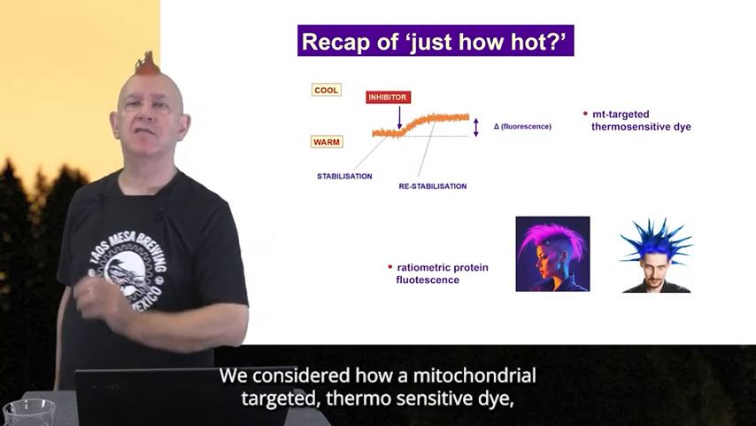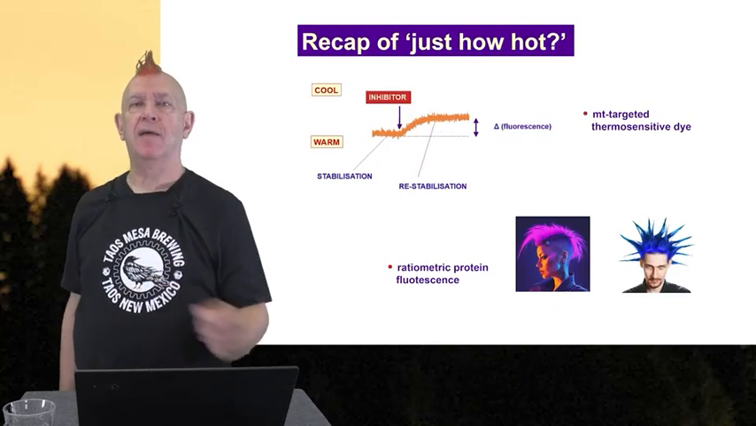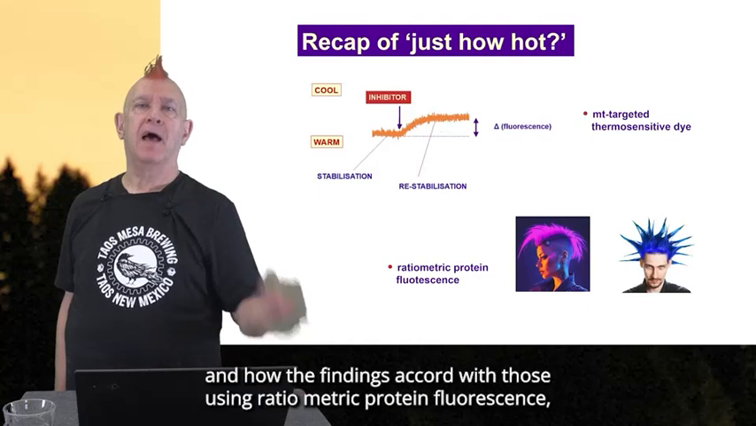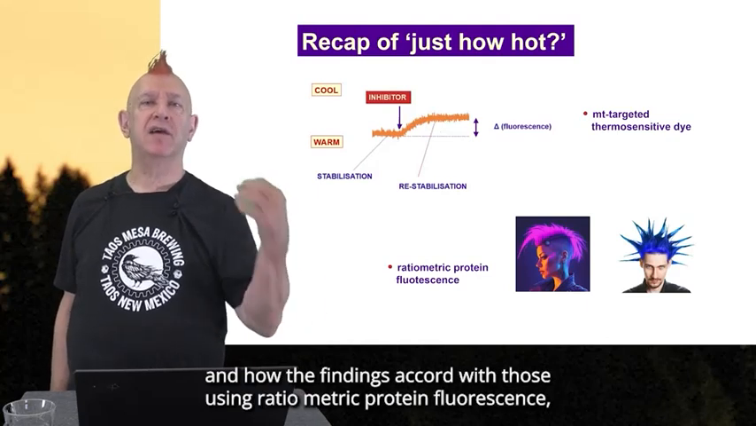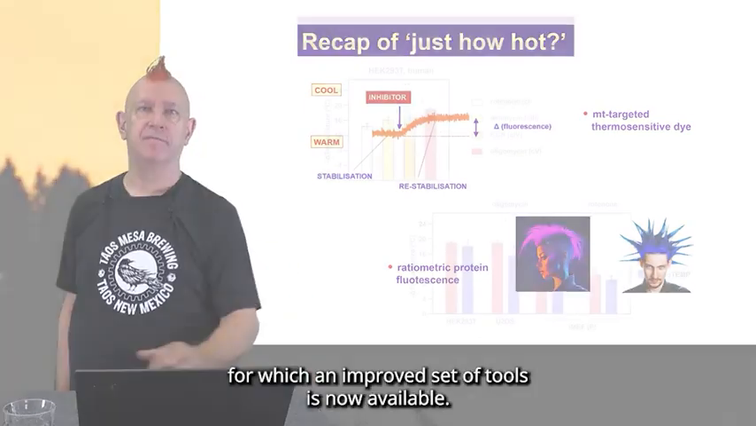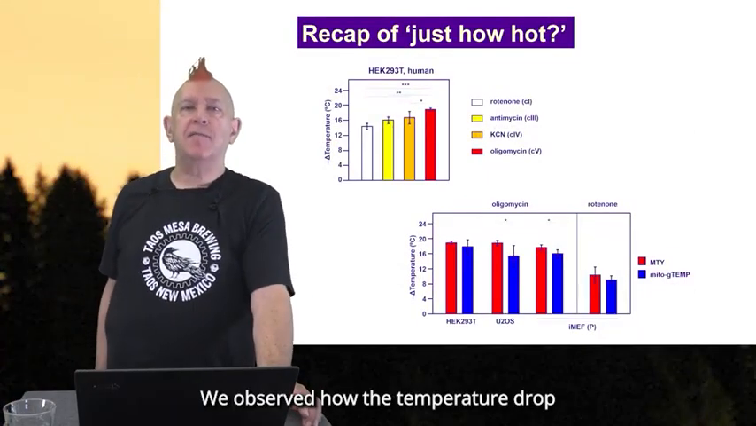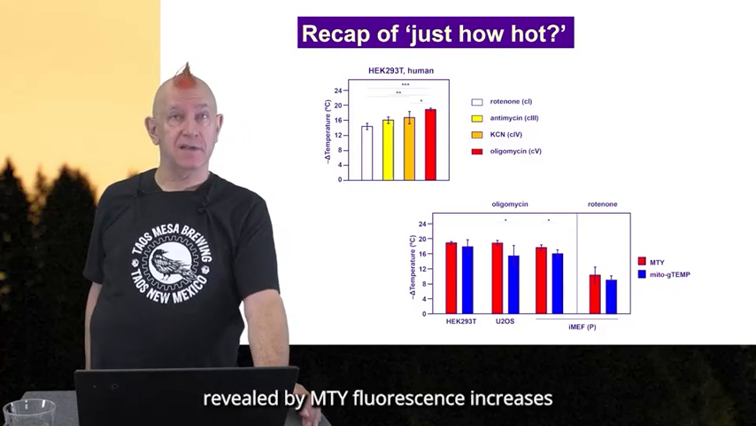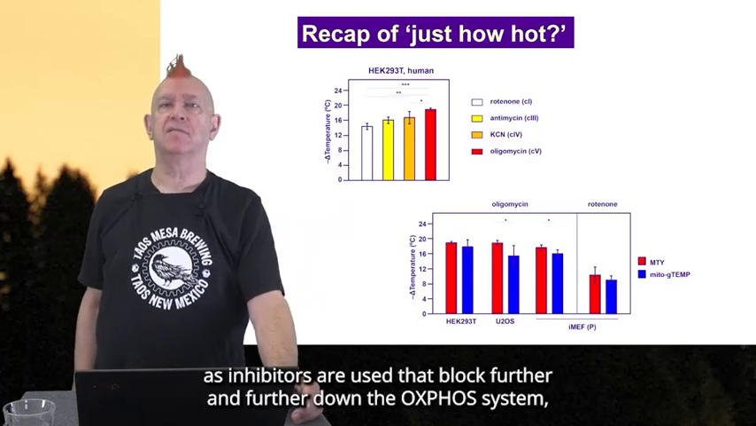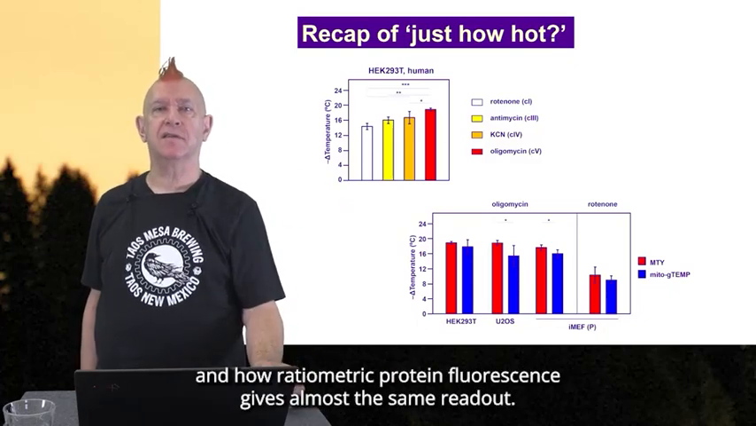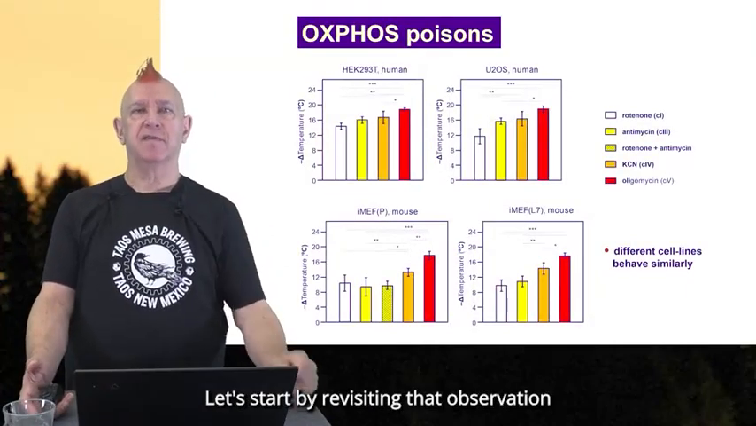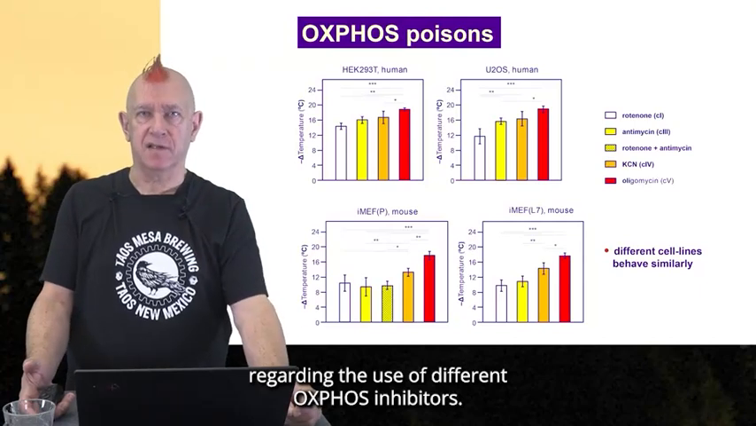We considered how a mitochondrially targeted thermosensitive dye, MTY, allowed us to extrapolate the internal temperature of mitochondria, and how the findings accord with those using ratiometric protein fluorescence, for which an improved set of tools is now available. We observed how the temperature drop revealed by MTY fluorescence increases as inhibitors are used that block further and further down the OX-phos system, and how ratiometric protein fluorescence gives almost the same readout. Let's start by revisiting that observation regarding the use of different OX-phos inhibitors.